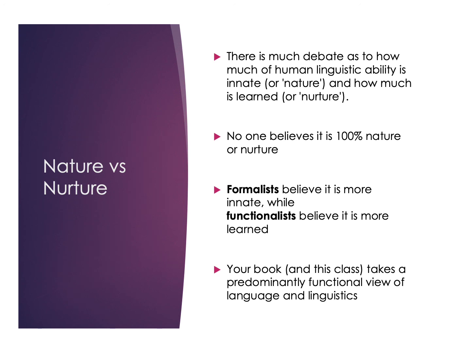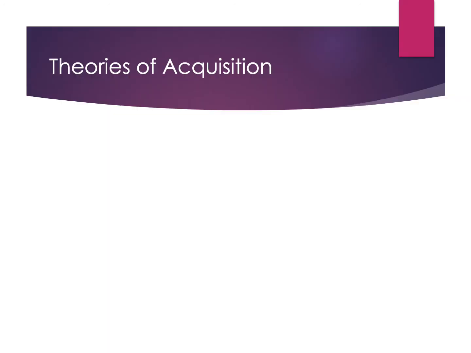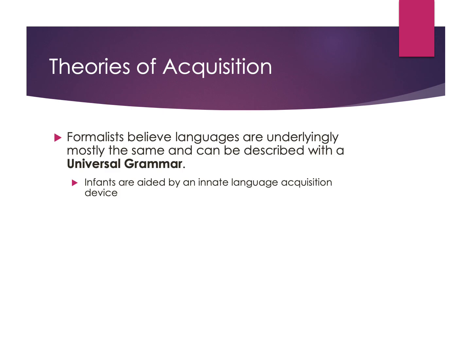So when we think about these different theories of acquisition, formalists believe that languages are underlyingly mostly the same. They can be described with what's known as universal grammar. So we are aided by this innate language acquisition device. We're born with this. It's something that's in our genes, that we have this language acquisition piece in our minds that helps us to gain language in a different way than if we were only learning it.